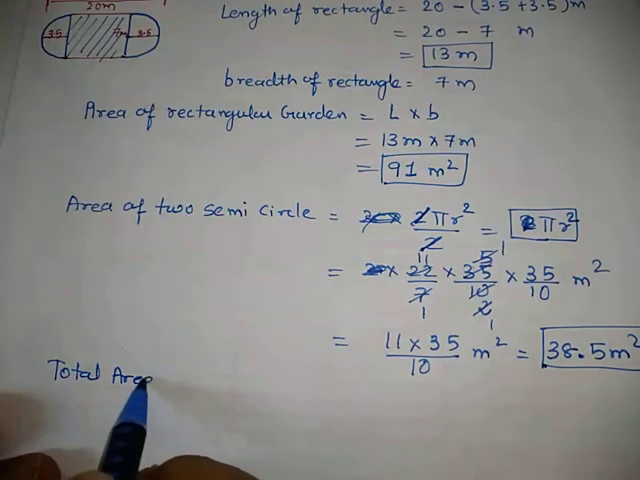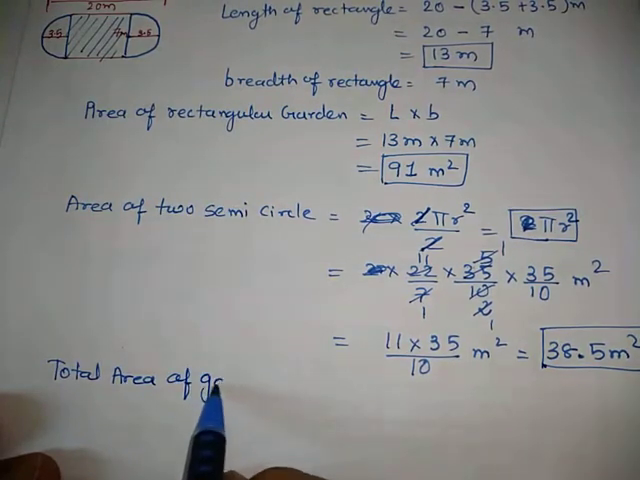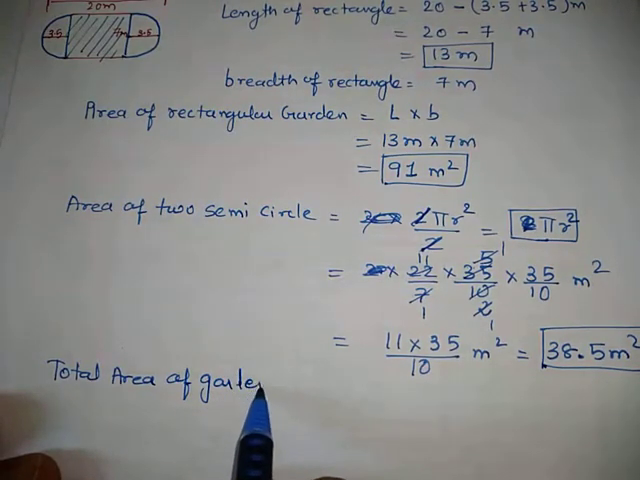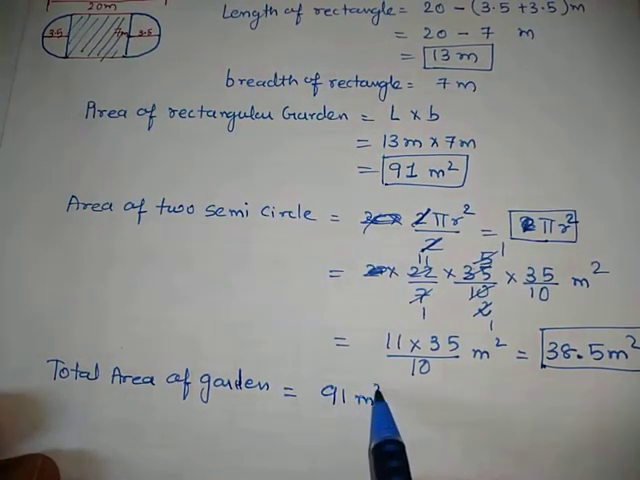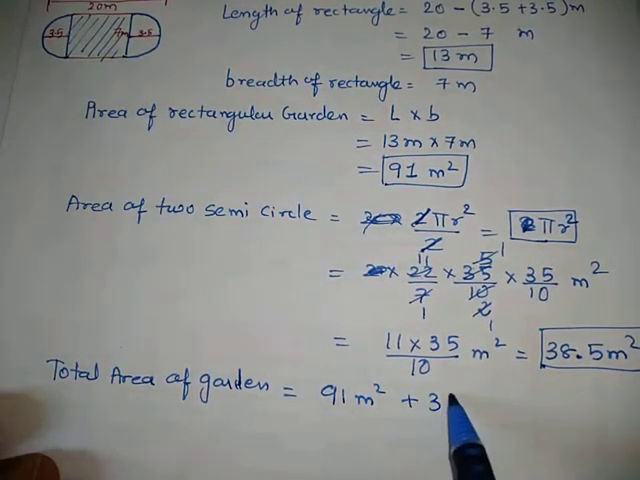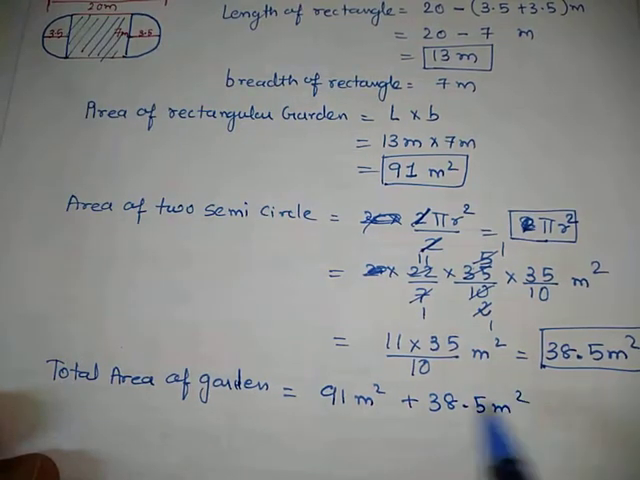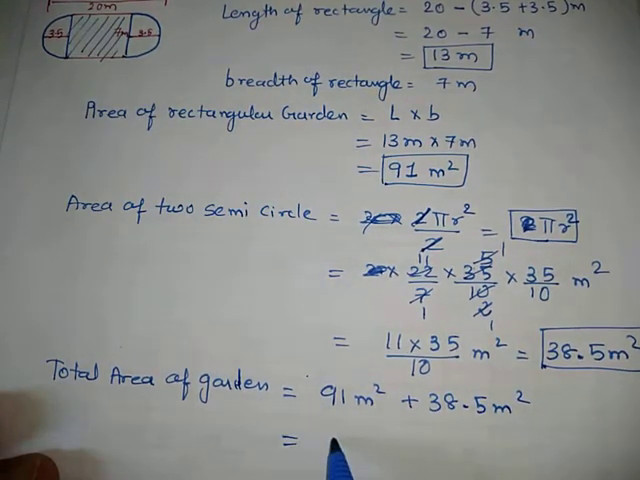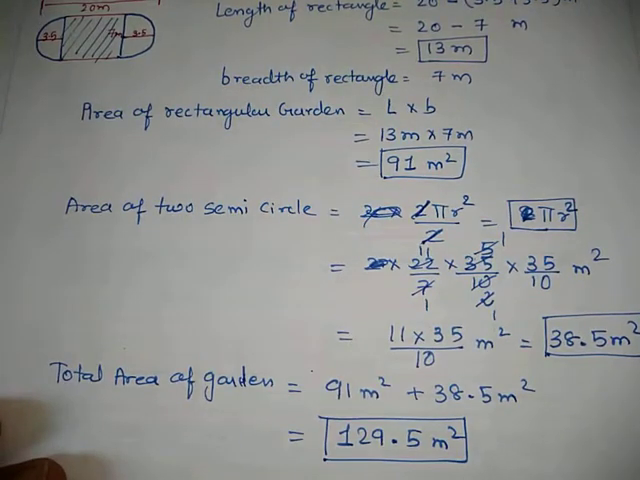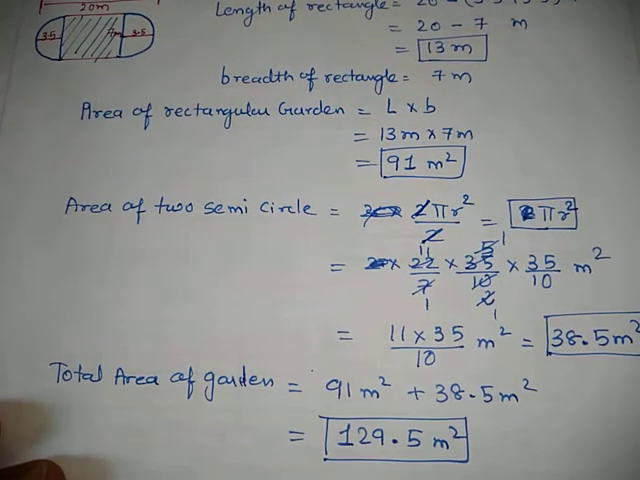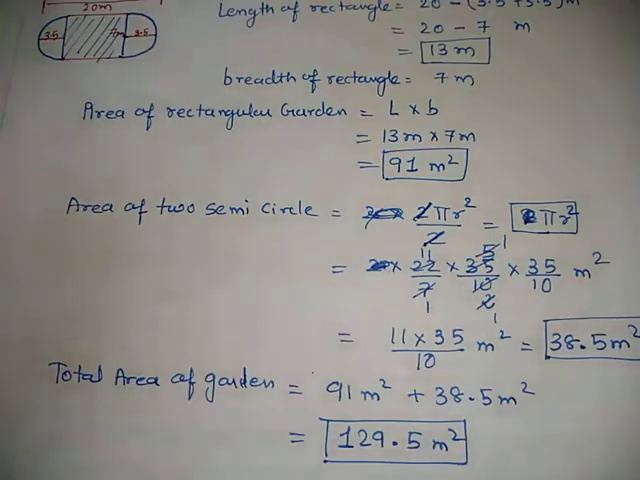So the total area of the garden is equal to 91 meter square plus 38.5 meter square. So it will be 129.5 meter square. Clear? Now we want to find the perimeter of this figure also.